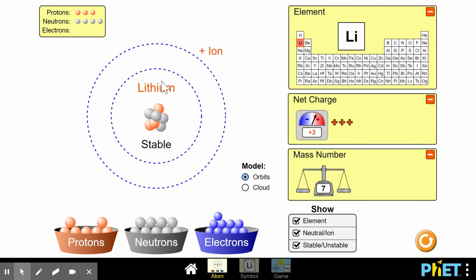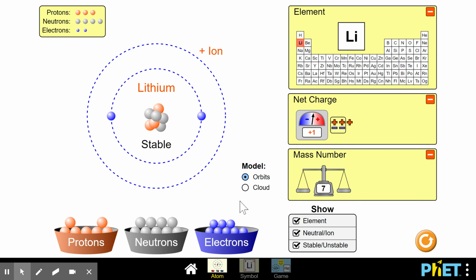All right, now let's add some electrons because notice that this is not in balance, right? It shows that it has a positive 3 charge. So I'm going to drop in 1 electron, drop in 2 electrons, and I'm going to drop in 3 electrons. Now, this is considered a neutral atom because it has the same number of protons as it has electrons.